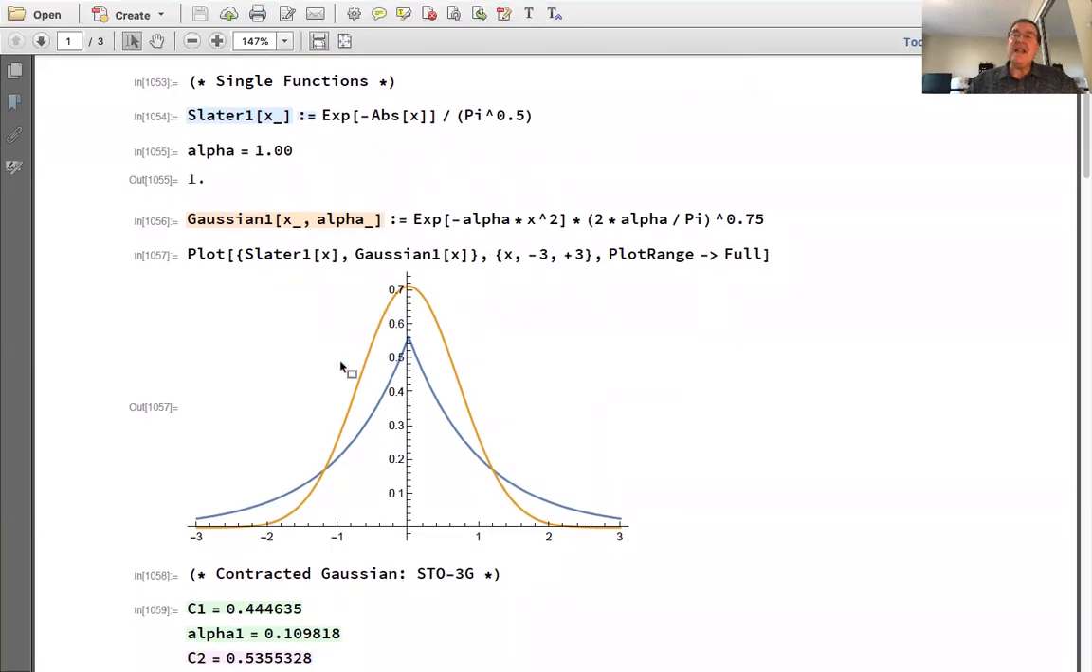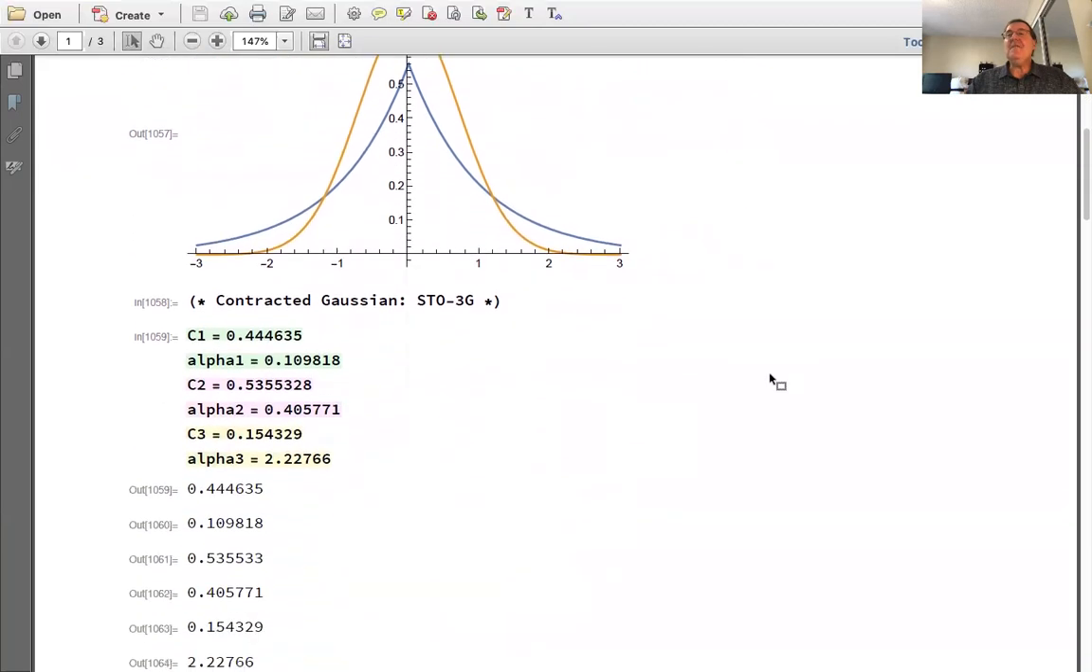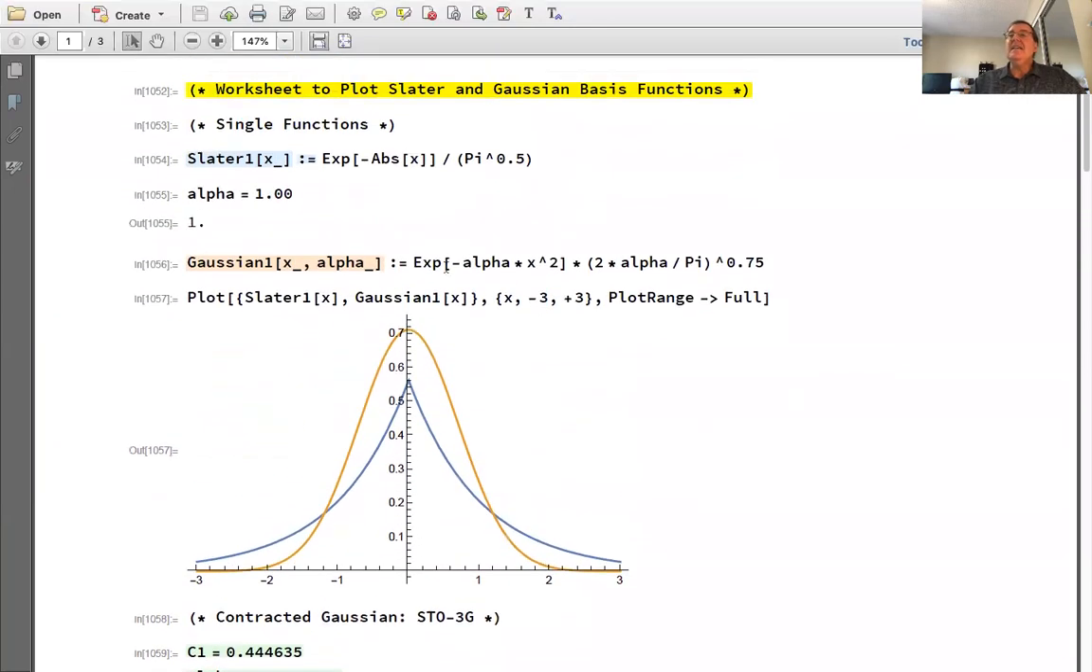Okay, that Gaussian stinks for hydrogen, but what if we said, I'm going to take 3 different Gaussian functions, and they're going to have different exponents. Remember that here's the Gaussian, I defined it with alpha.